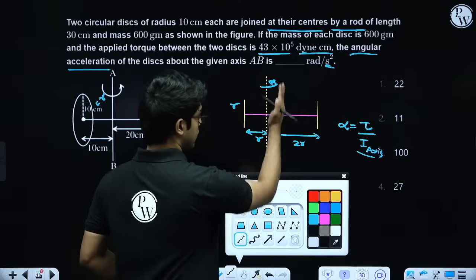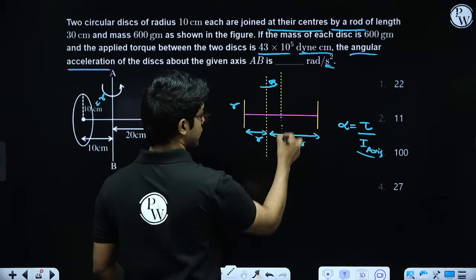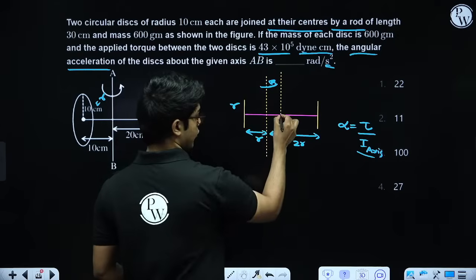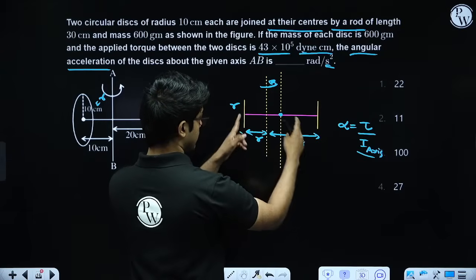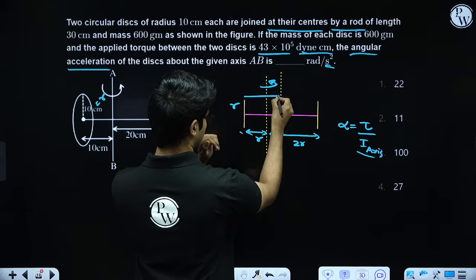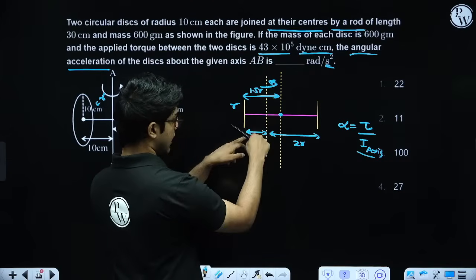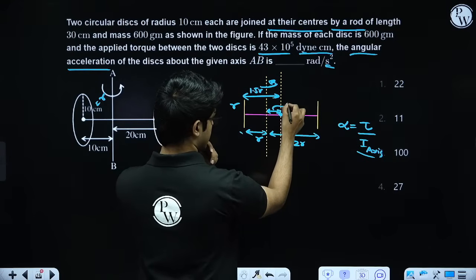So let's first find the moment of inertia of this purple rod. That is much easier. So the center of mass axis is something like this over here. If this total distance is 3r, then this distance is 1.5r. If we subtract r from that, this distance turns out to be 0.5r.